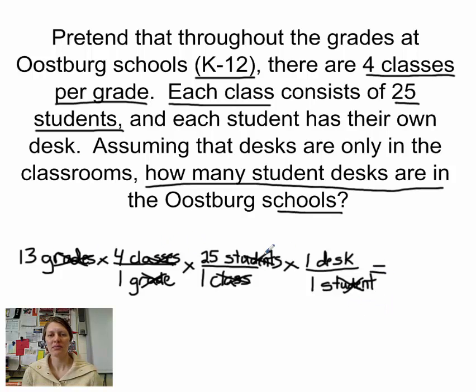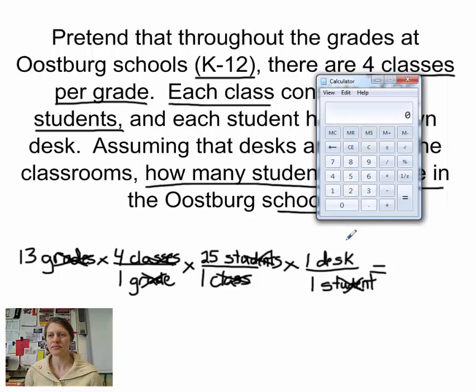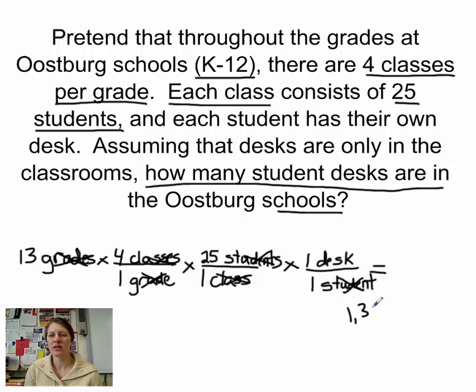So if I go ahead and multiply this all the way across, if I pull my calculator back over, I got 13 times 4 times 25 students times the 1 desk, and then that's all divided by 1 on the bottom. So my final answer then is going to be that I have 1,300 desks. So I could find that answer by using dimensional analysis and crossing out my units.